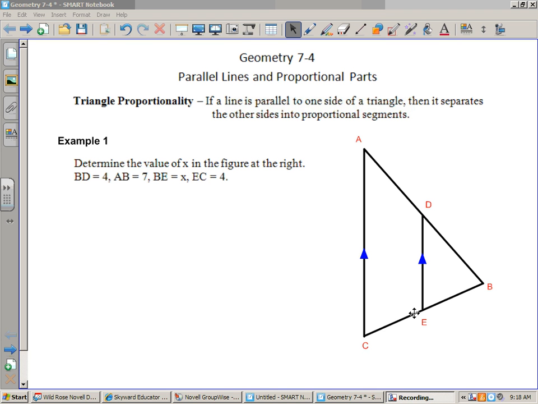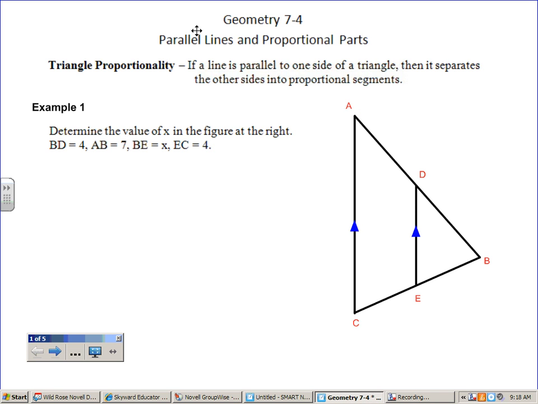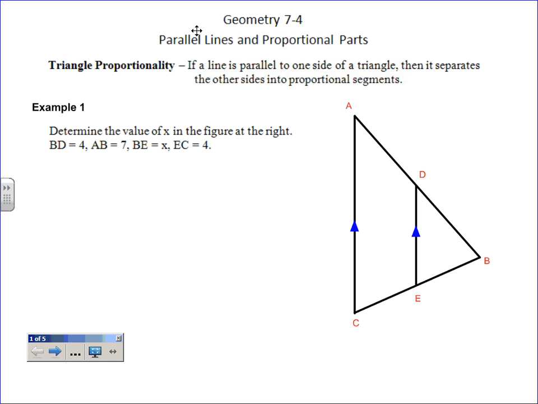Okay, 7-4 is talking about parallel lines in basically any figure, and what we're going to look at here is a triangle. If we have a line in there that's parallel to one of the parts of the triangle, it creates proportional parts. Taking a look at this picture, we see triangle ABC, and AC and DE are parallel. And what that does is set up a lot of proportions for us as to how those pieces have to go.